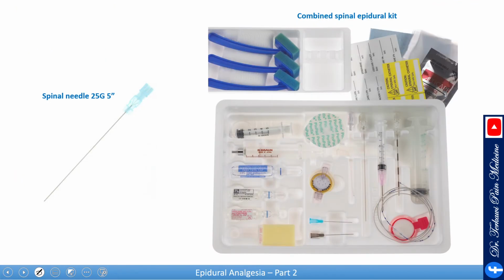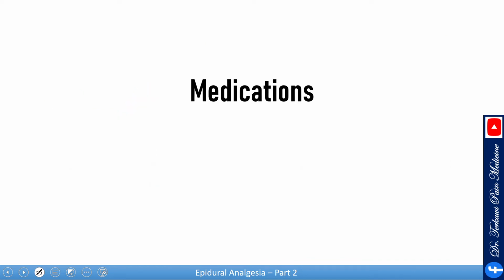And you either can use the regular kit and just borrow a spinal needle, 25 gauge, 5-inch, and stick that through the Tuohy needle, or you can use the combined spinal epidural kit and use the needle just to do the dural puncture. Okay, now we place the epidural.